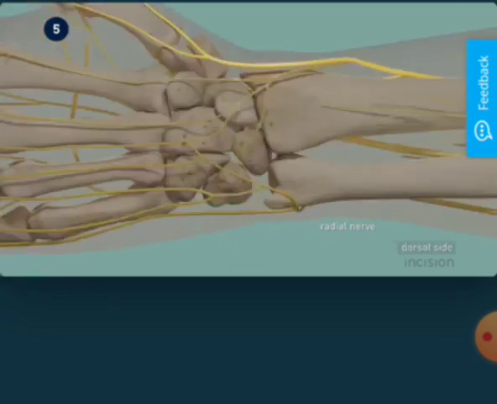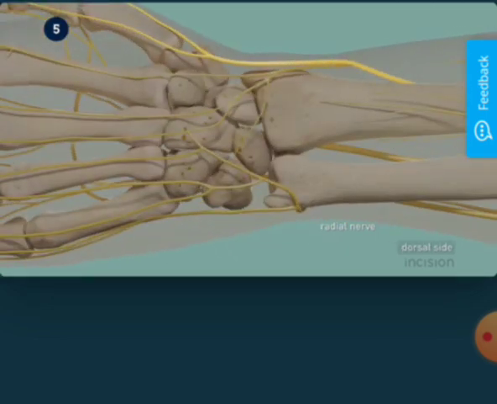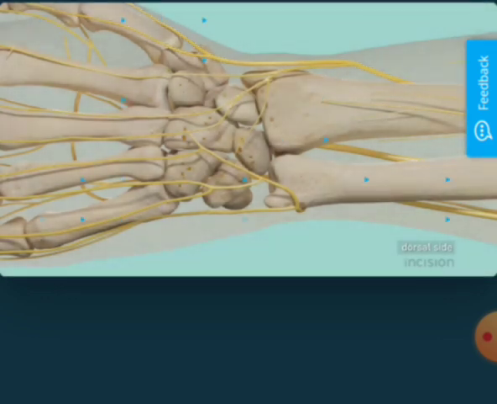The superficial branch of the radial nerve runs through the dorsolateral wrist to provide sensory innervation to the dorsal surfaces of the lateral hand and lateral 3½ digits. Proximally, the radial nerve provides motor innervation to the muscles of the posterior forearm, acting to extend and abduct the wrist and supinate the forearm.